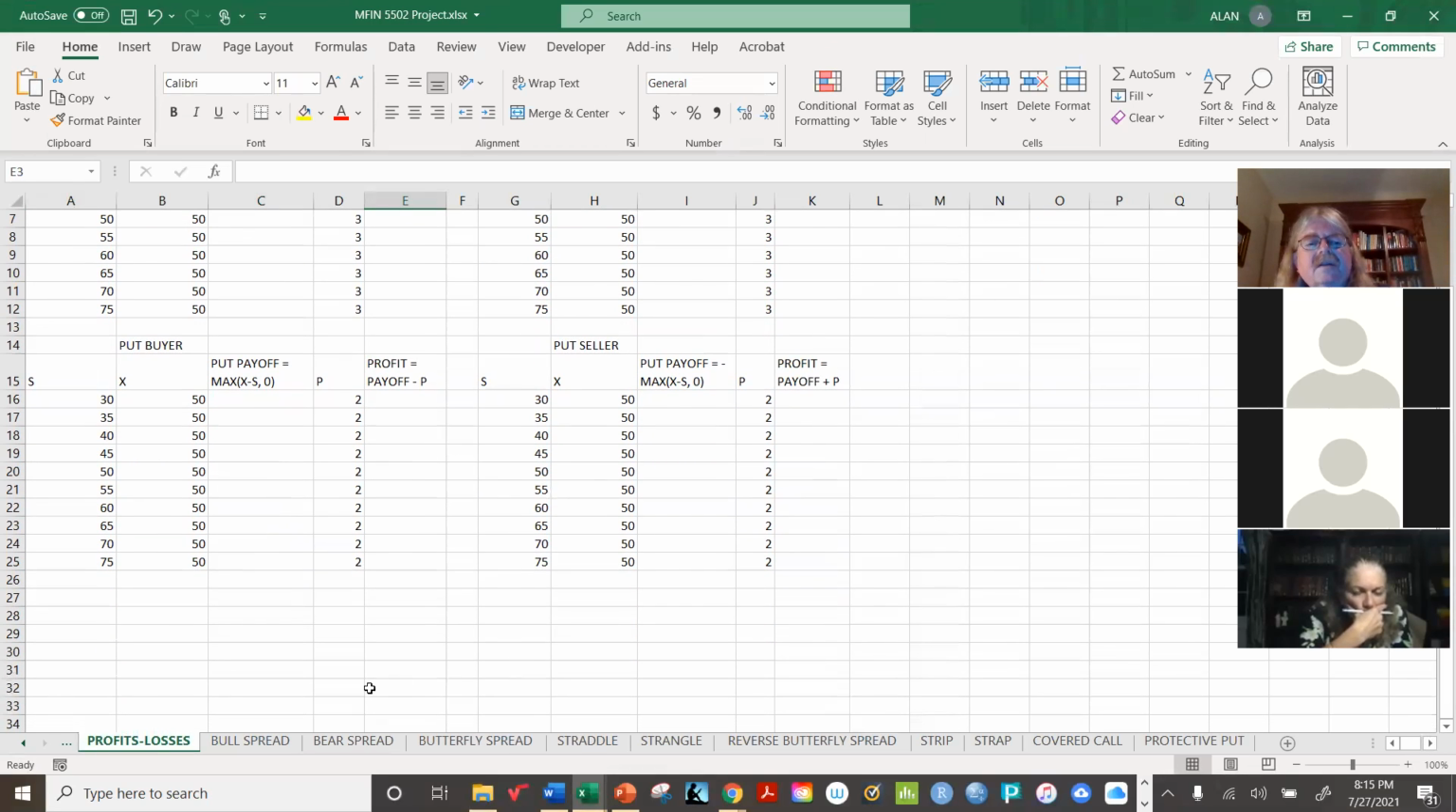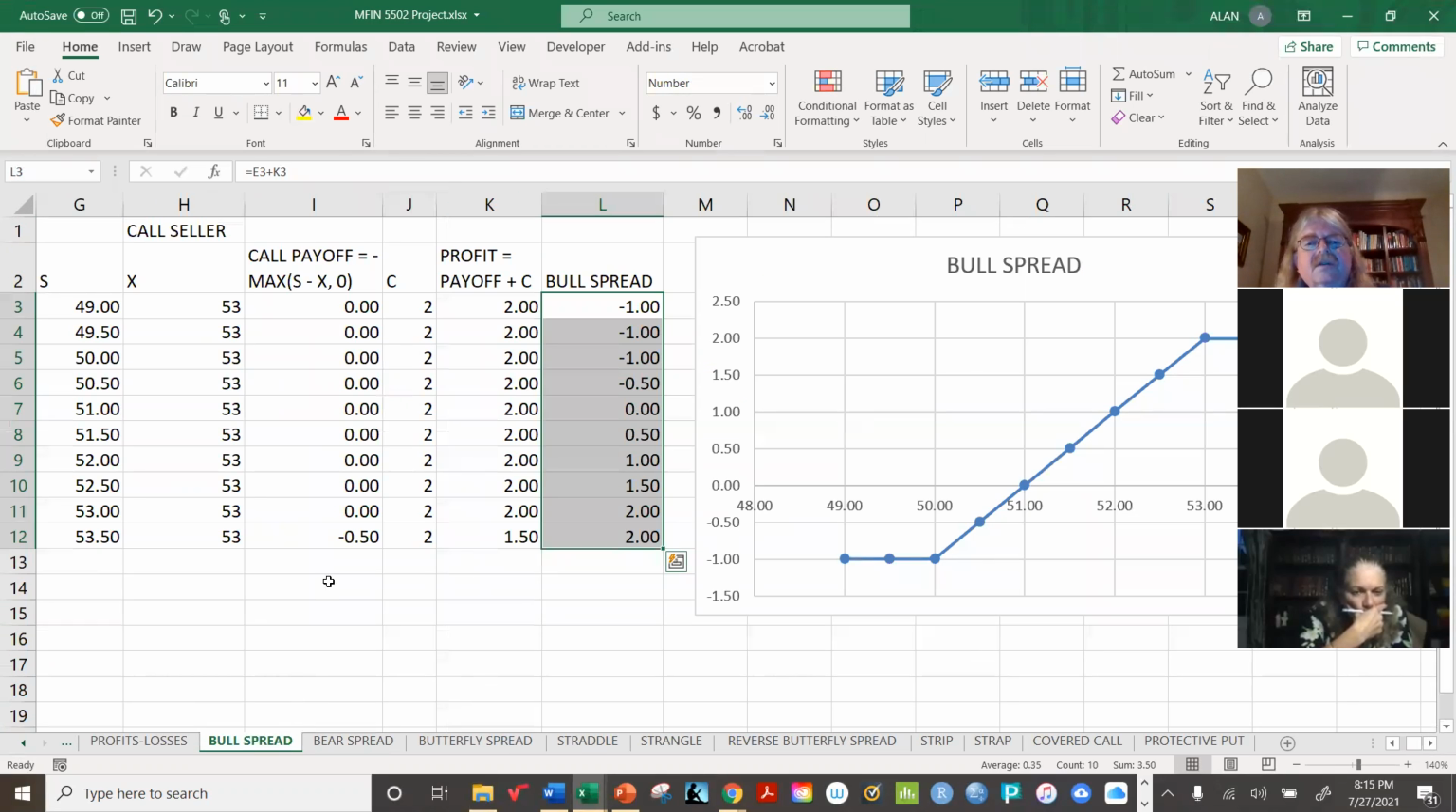And then you might be asked to do one or two simple strategies, but you'd have to be told what they are. In other words, this is the bull spread, which means you're buying.